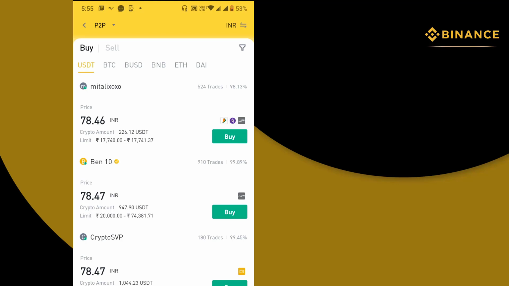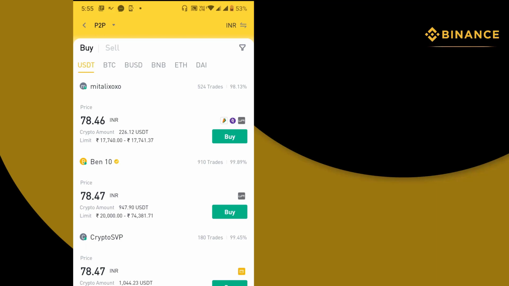Using P2P we can buy six different coins in Binance. The first one is US Tether, the second is Bitcoin, third is BUSD, fourth is BNB, fifth is Ethereum, and sixth is DAI coin. I'm going to buy only USDT because USDT is the most commonly used base currency.